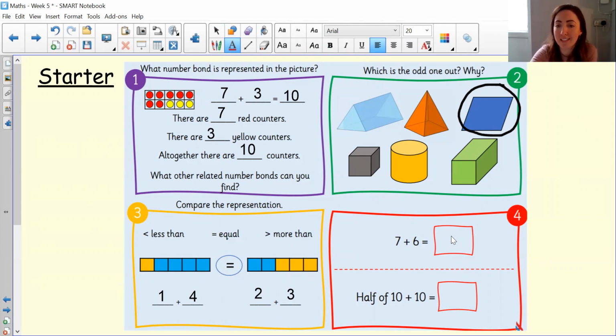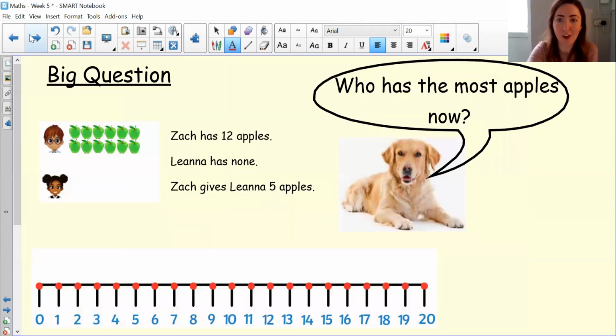Then number 4, 7 add 6 equals 13. And half of 10 add 10. Now, what are we doing there? 10 add 10, that's the same as double 10. So for half of 10 add 10, we just split it in half. So 10 add 10 is 20. And to find half, we just split it in half again. It's 10. Lovely.